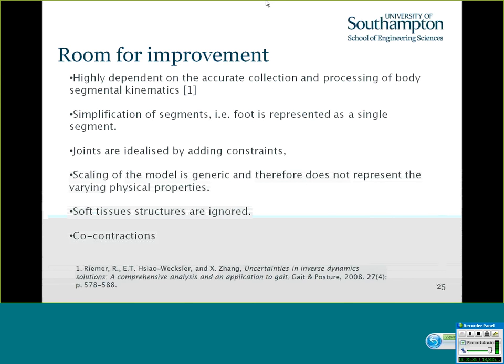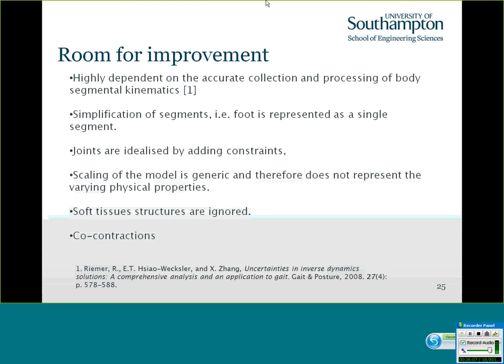There's always room for improvement with all of these studies, and certainly it has been shown that the inverse dynamics is quite dependent on accurate data collection and the process of converting the motion capture to the inverse dynamic model. However, with the continued improvement and Michael Skipper Andersen's algorithm, we're making great gains in this area.